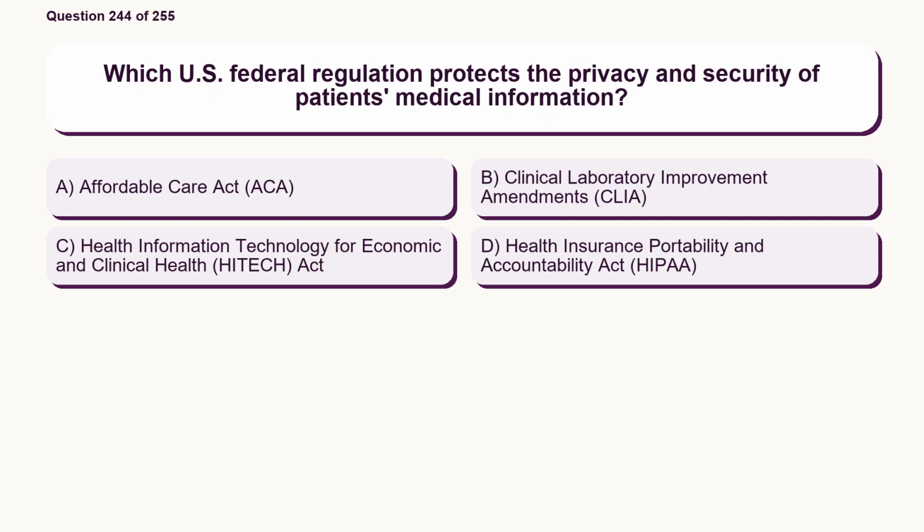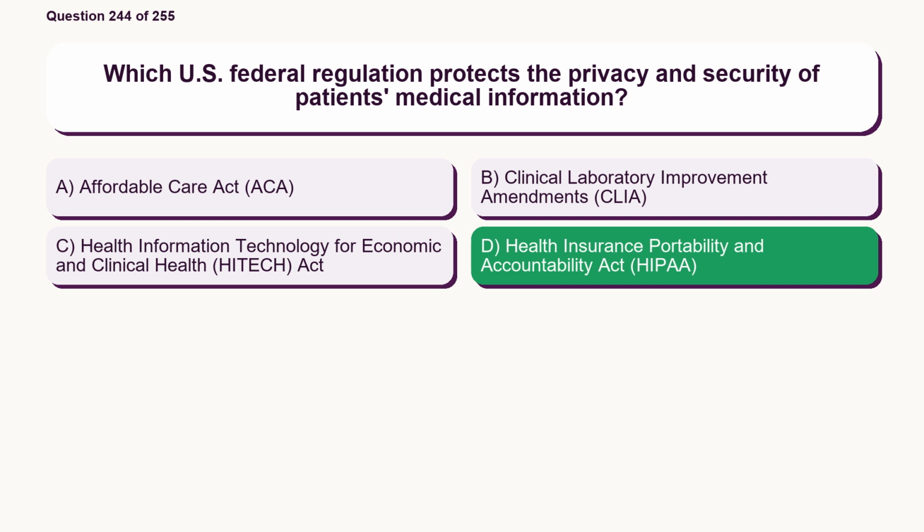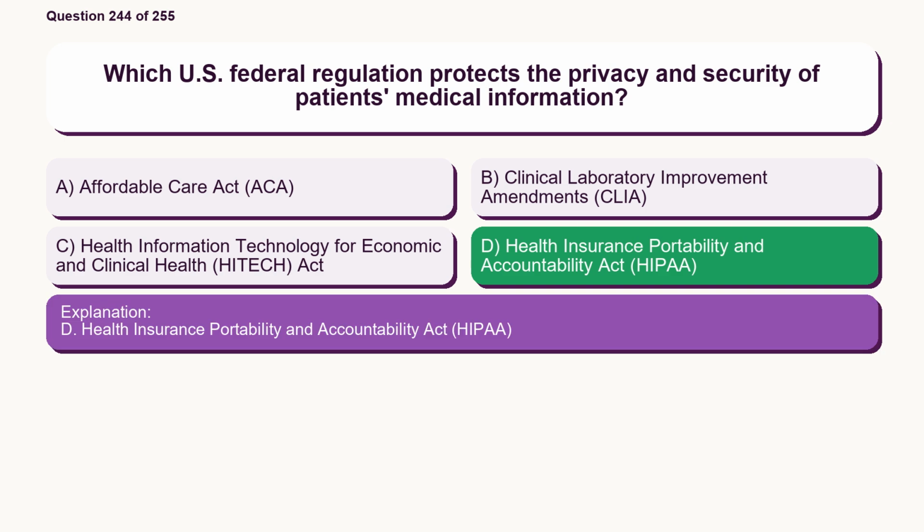Which U.S. federal regulation protects the privacy and security of patients' medical information? Option A, Affordable Care Act, ACA. Option B, Clinical Laboratory Improvement Amendments, CLIA. Option C, Health Information Technology for Economic and Clinical Health, HITECH, Act. Option D, Health Insurance Portability and Accountability Act, HIPAA. The correct answer is option D, Health Insurance Portability and Accountability Act, HIPAA.